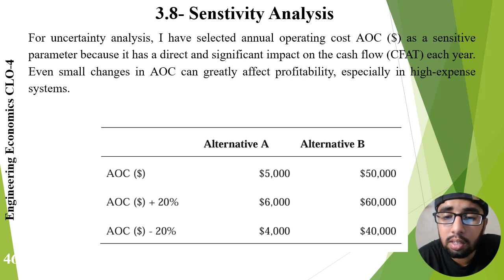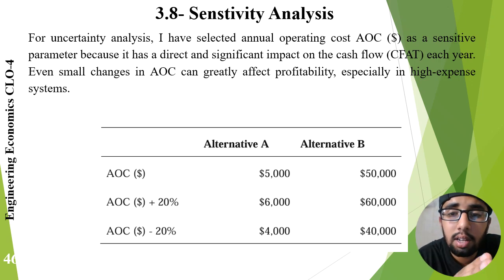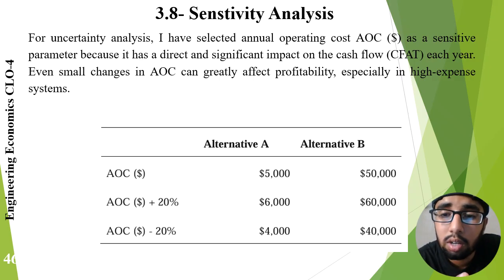Here, alternative B has an operating cost of $40,000, which is much greater than alternative A. Even small changes in operating cost can greatly affect profitability, especially in high expense systems.